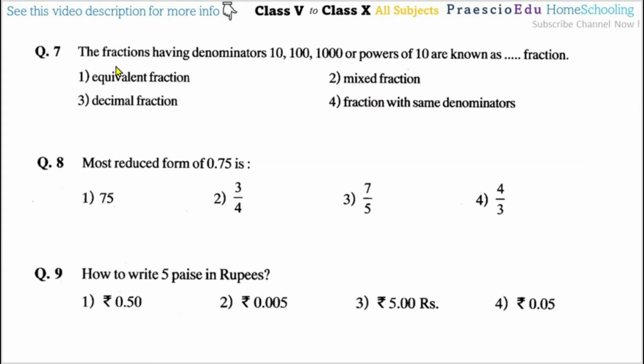Now question number 7. The fractions having denominator 10, 100, 1000 or power of 10 are known as decimal fractions. Decimal fractions, so option number 3.